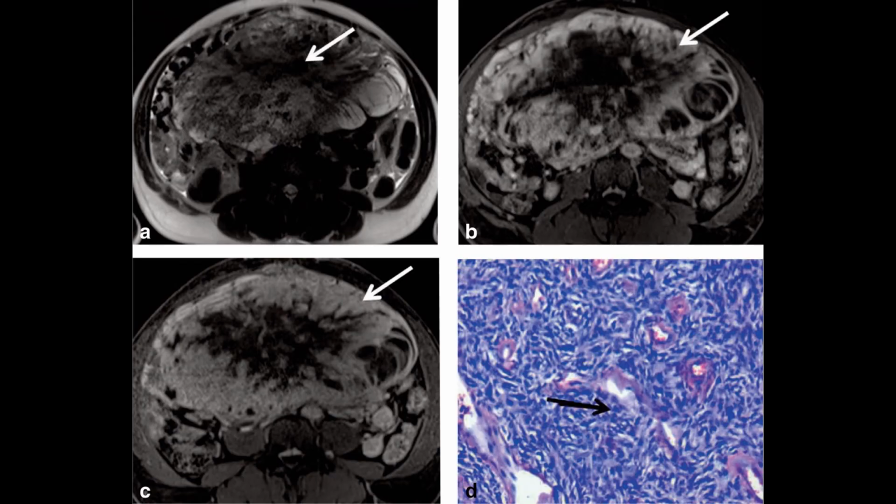Now this is actually a case of solitary fibrous tumor. Now in this what we are seeing mainly here is that in the T2 weighted image, it's a lobulated mass with hyperintense and hypointense signal around.